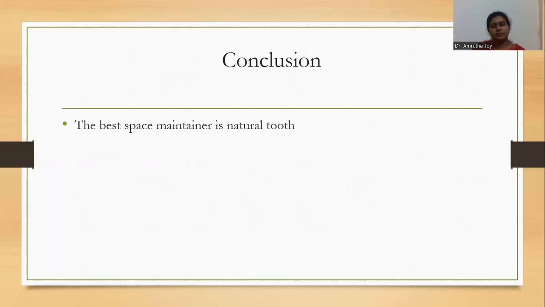As for the pulpectomy procedure, it's very important to maintain the natural tooth. If it is pulpally involved or a large carious lesion or abscess is present, in such cases, we need to preserve the tooth by doing a pulpectomy procedure, because the best space maintainer is the natural tooth. To preserve the arch integrity, we need to perform pulpectomy or other endodontic procedure.